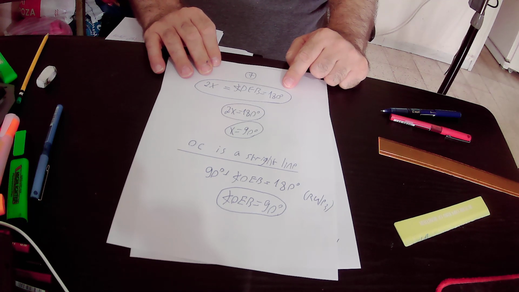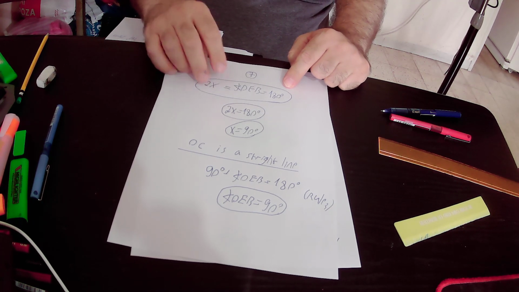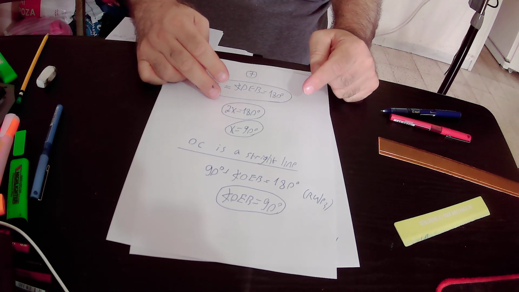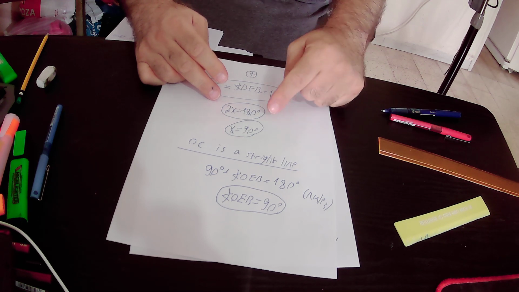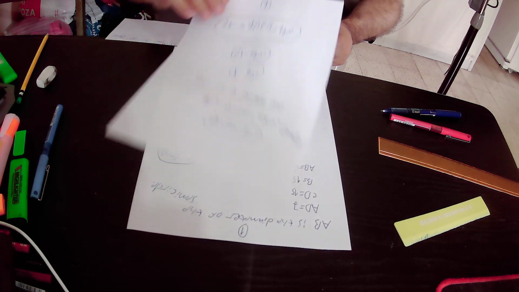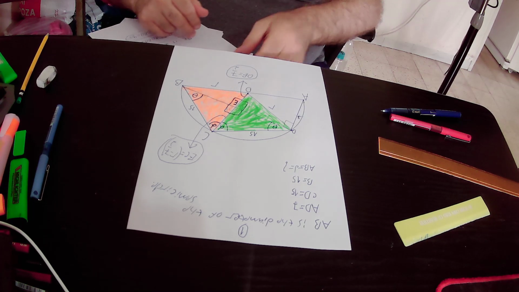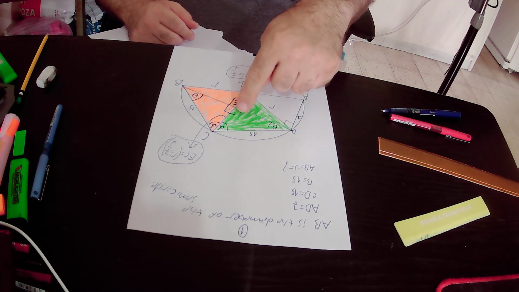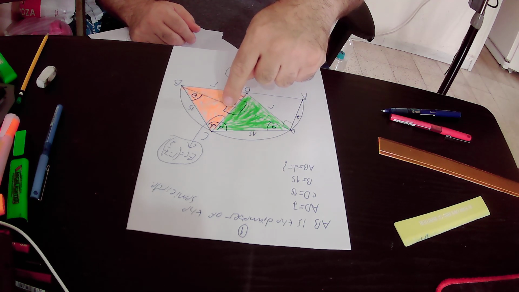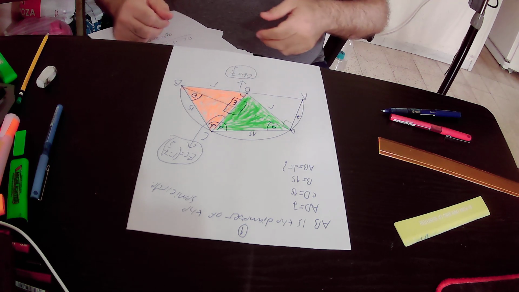From this equality, we can derive that 2x equals 180 degrees, and if we divide this equality by 2, we get that x equals 90 degrees. So angle x equals 90 degrees. This is a right angle, and this angle, that is angle x, is also a right angle because x equals 90 degrees.